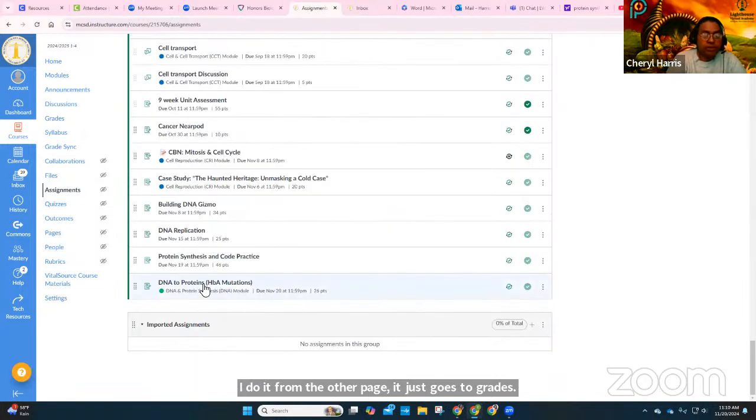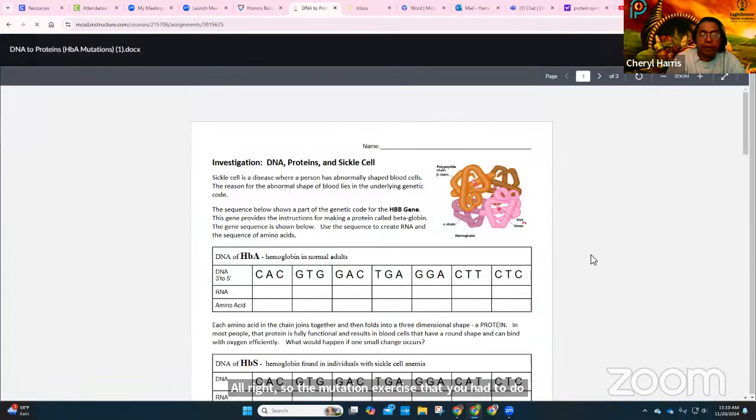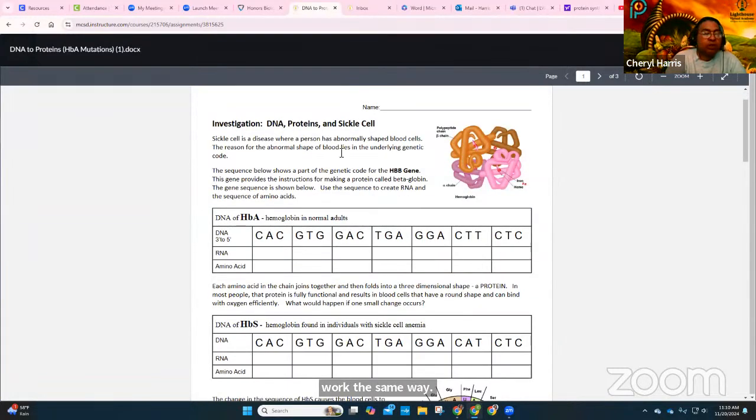All right, so the mutation exercise that you had to do worked the same way. In the first box, what they're showing you is that we are now trying to make a protein molecule. This particular protein is hemoglobin. I'm sure you've heard of hemoglobin. If you've ever had your blood drawn, you know about hemoglobin. There's a special gene that makes sure your hemoglobin is shaped the way it's supposed to be shaped.